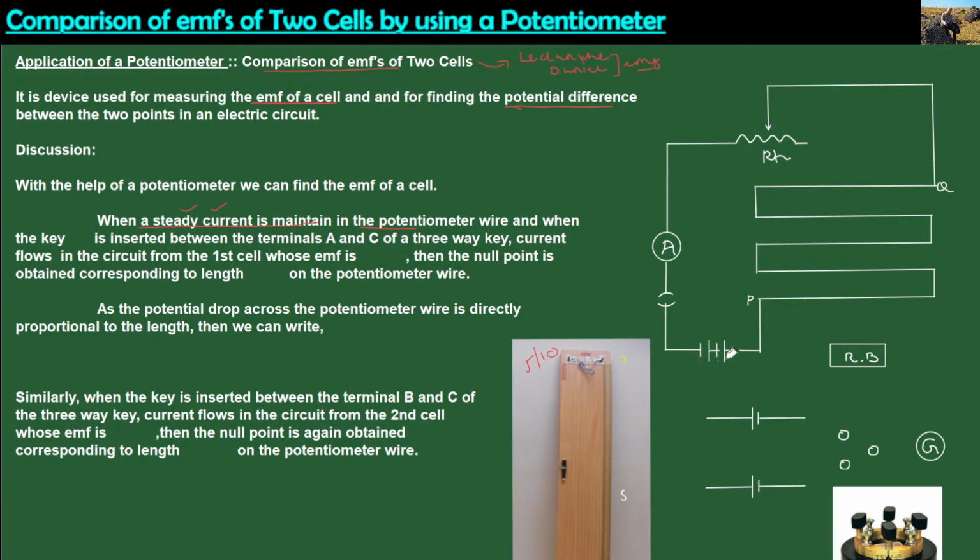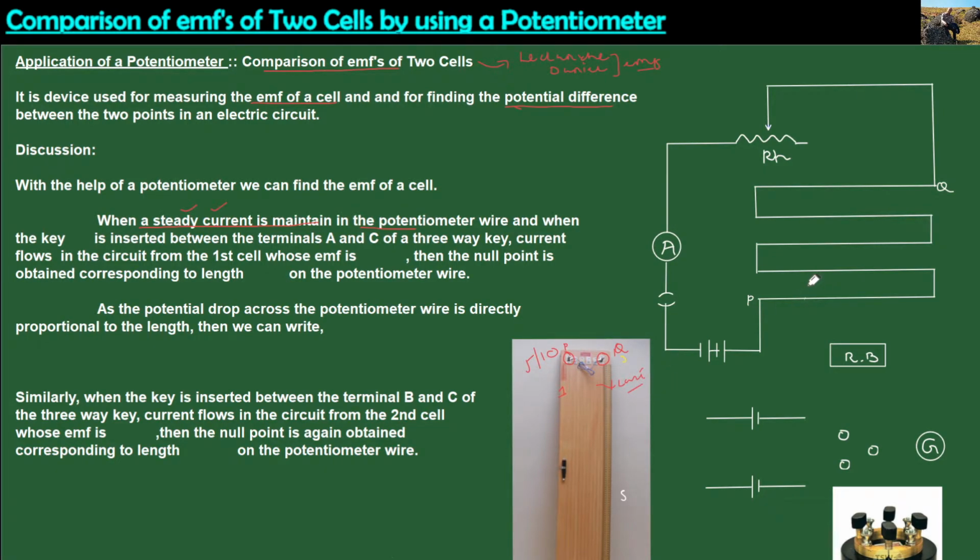Now we have this battery, which is the potential source, connected to the first terminal of the potentiometer wire. Let this be the first terminal, point P, and this be the other terminal, point Q. So this will be the first wire, and the one corresponding to point Q will be the last wire.